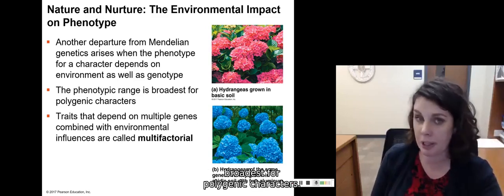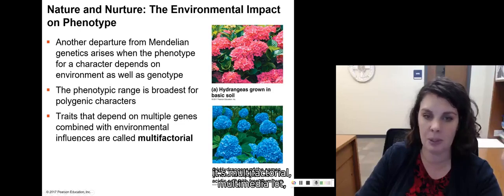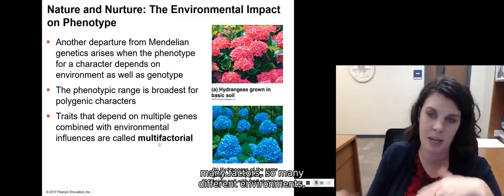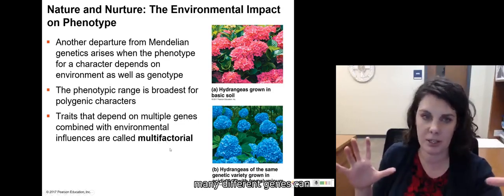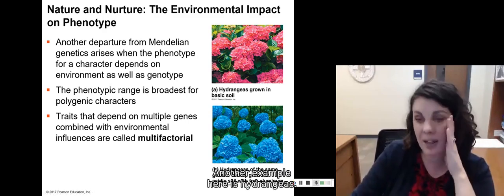And the phenotypic range is going to be broadest for polygenic characters. When you have traits that depend on multiple genes and environmental influences, it's multifactorial. Multi means a lot, many factors. So many different environments and many different genes can all affect how that trait looks.